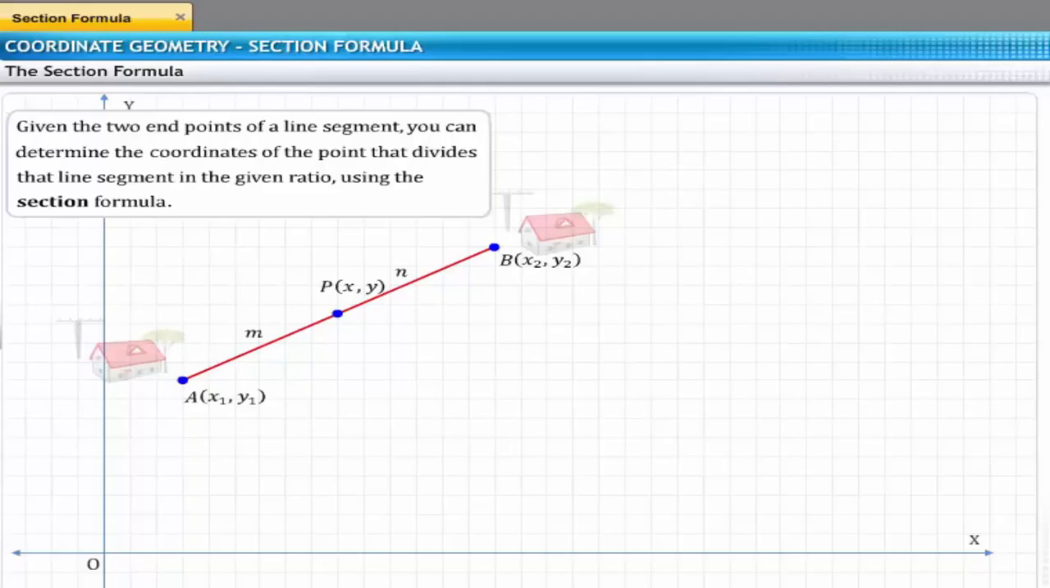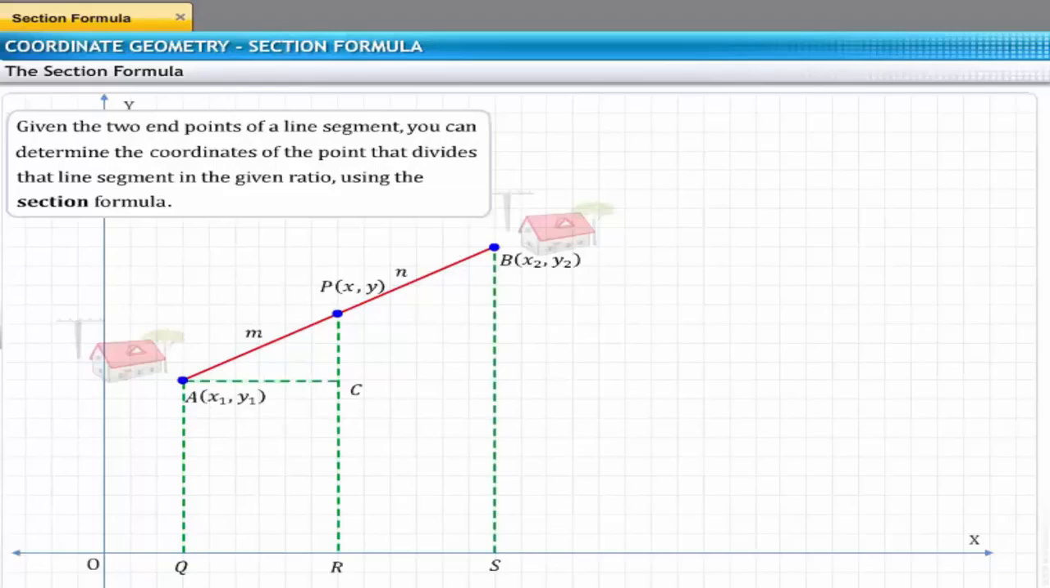Now, let's see how we can derive the formula to find the coordinates of point P. We need to find the x and y coordinates of point P using the values of m and n, and the coordinates of point A and B. First, we draw perpendiculars from points A, P, and B on the x-axis. The points where these perpendiculars intersect the x-axis are named Q, R, and S respectively.